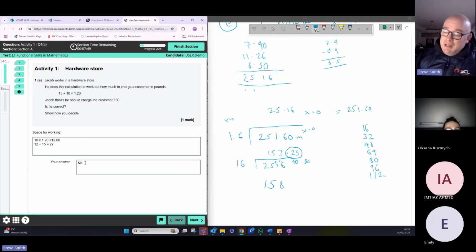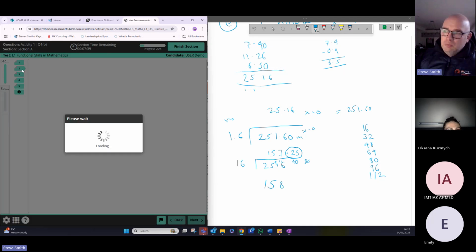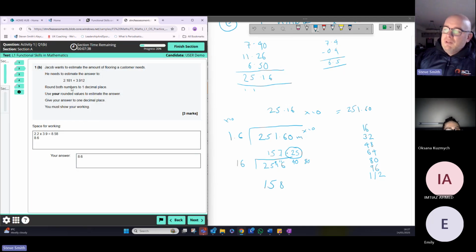I mean, initially I was going to write a number in there, so that had been, oh no, it says, is he correct? So that's where you've got to say yes or no, not 27 in there. 2. Right, we've rounded those numbers up to 1 decimal place. Yeah, I did that. And then I multiplied it. I got a double decimal place, and then it says 1 decimal place. Yeah, I rounded that up.